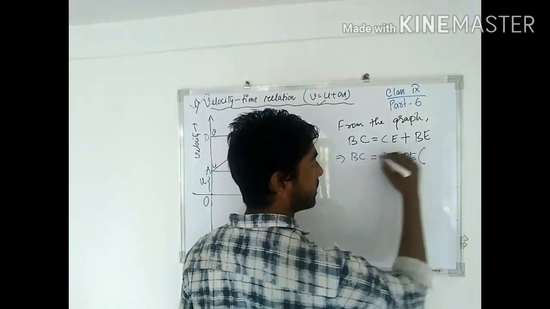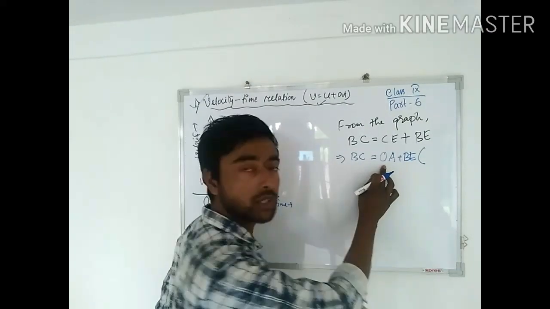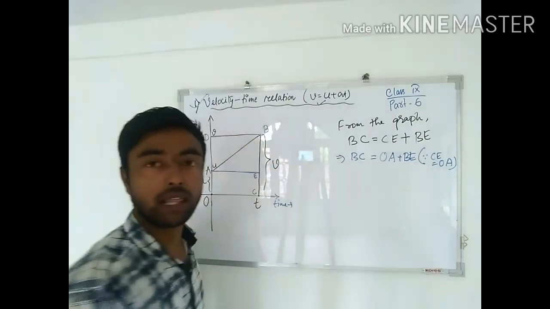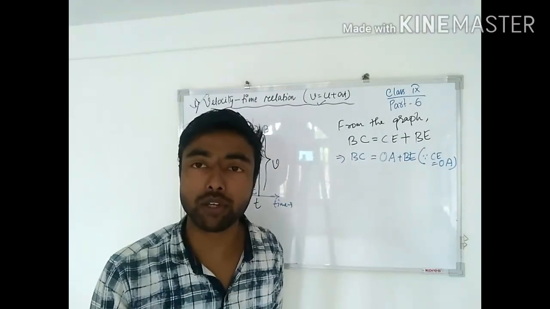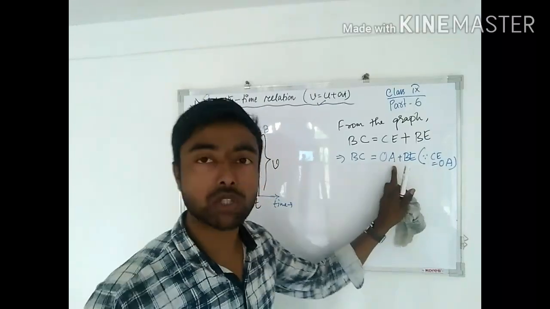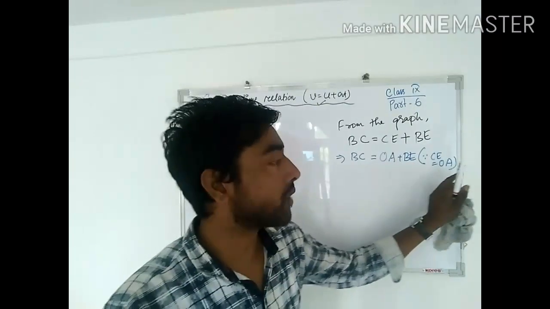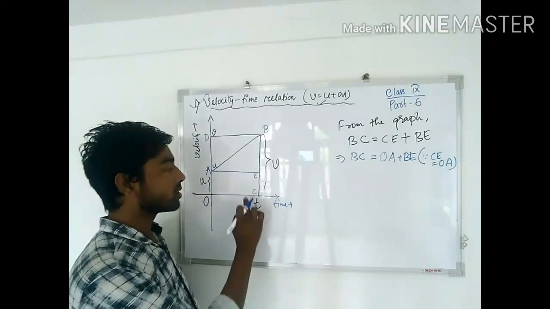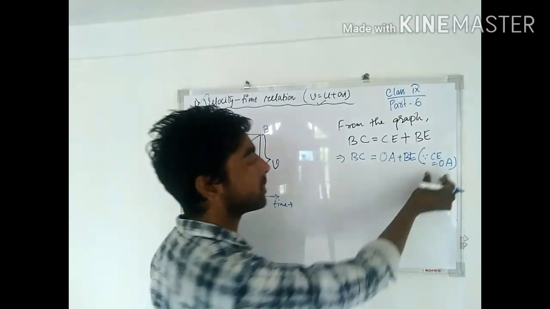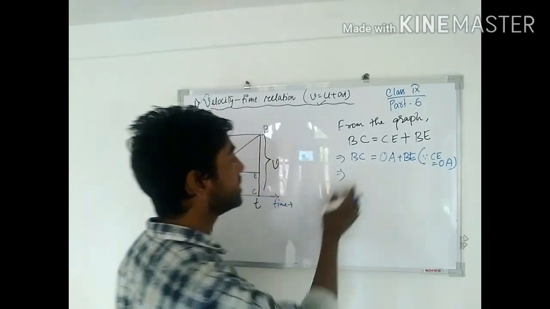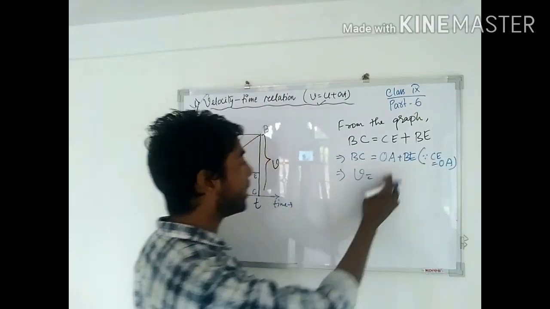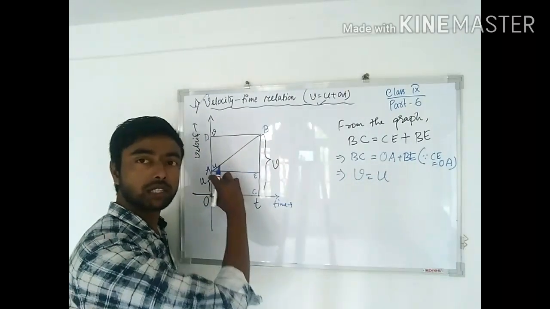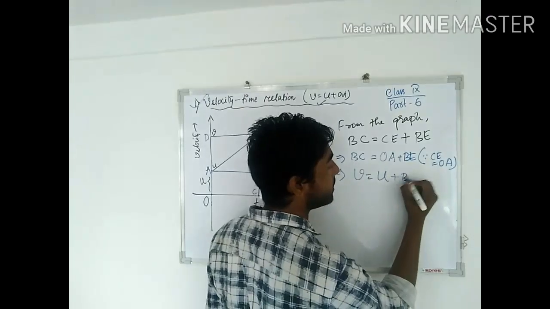So in place of CE, we have written OA, so we have to define what we have to define. Since CE is equal to OA, we have to define like this. Okay, whenever, listen very carefully, whenever you are going to change something in an equation, you have to define why you are changing. Done? Because from the geometry we have seen that the OA value and CE value are equal. So we can write like this. Now we can put the value. What is the value of BC? It is V. What is the value of OA? U, initial velocity. Is OA not the initial velocity? Yes, U plus BE. Done?